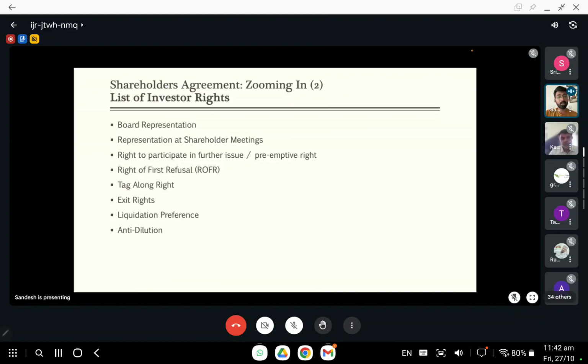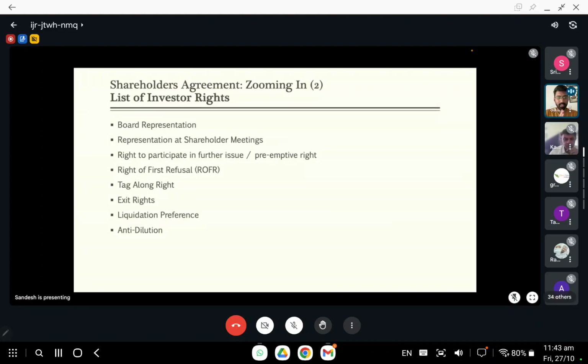They will also say that, look, you cannot hold a shareholders meeting without me being present, right? Those conditions also will be there. So these two are representation rights. The rest of them are rights relating to shares.